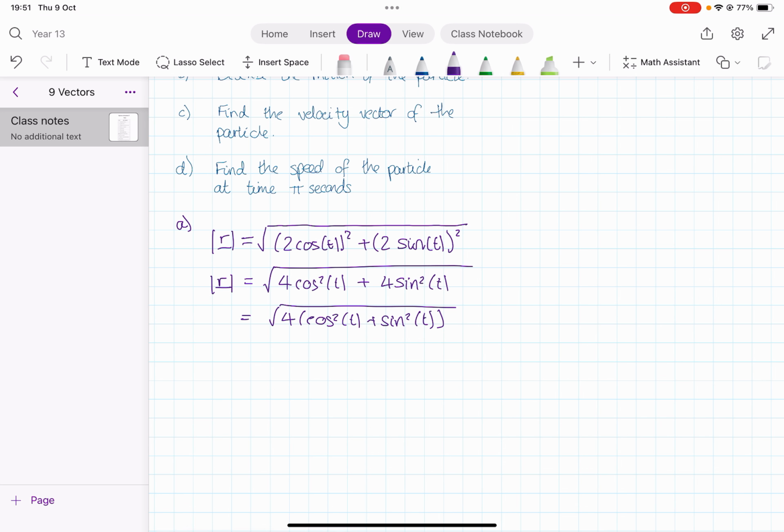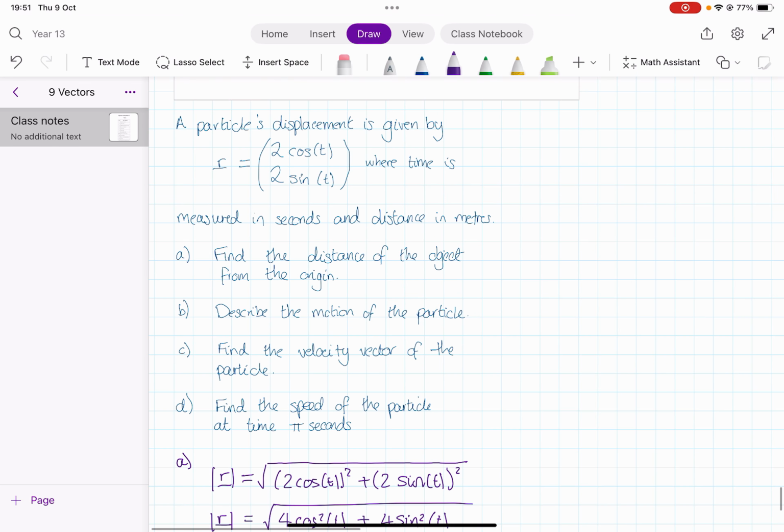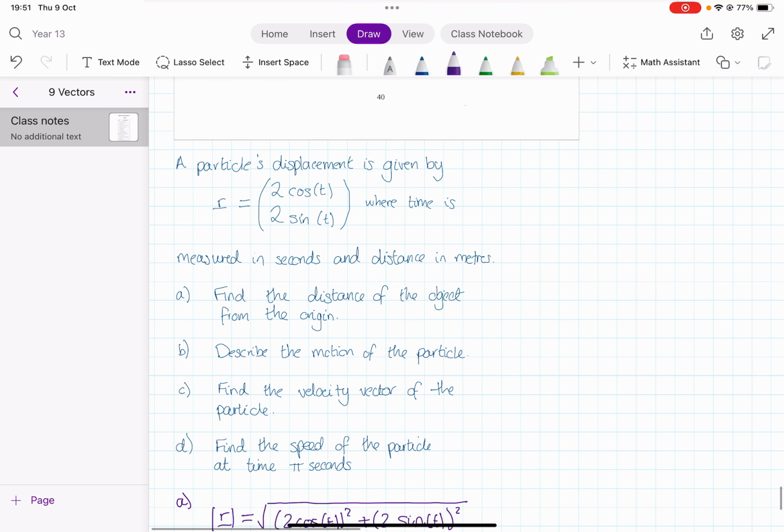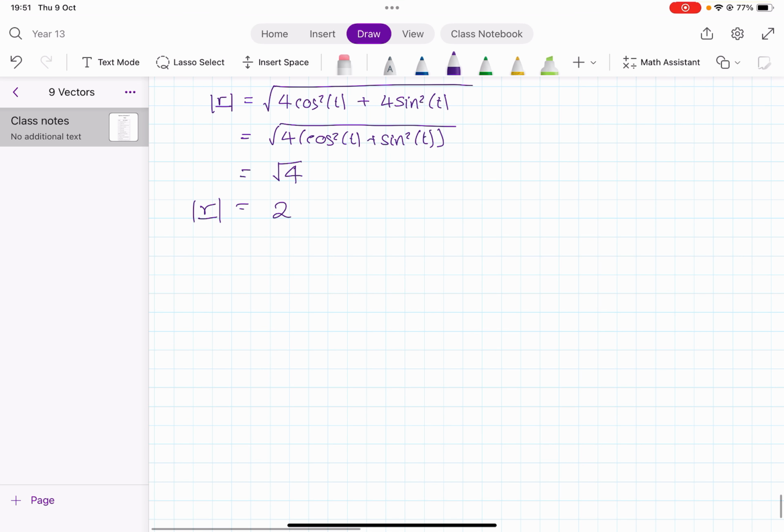So what are we left with? We're just left with the square root of 4, which is 2. So that means the distance of the particle from the origin is 2. It's always 2. It doesn't vary. So let's have a think now about how this object is moving. It's always 2 from the origin. Let's think about where it's going to start off.